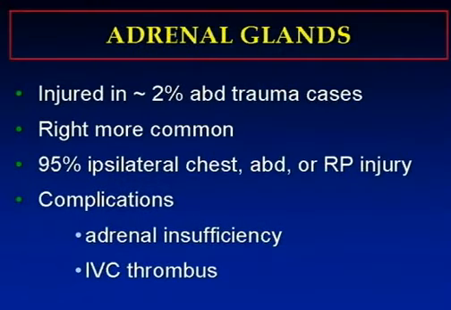Moving on to the adrenal glands, they're injured in about 2% of cases of abdominal trauma. The right is more commonly injured than the left. The important thing with the adrenal glands is that 95% are associated with ipsilateral chest, abdominal or retroperitoneal injuries. So when you see an adrenal gland injury, look very carefully for an additional associated injury. And complications include adrenal insufficiency if you have involvement of both adrenal glands, or if you have a very large adrenal gland hematoma, you can cause compression of the inferior vena cava.